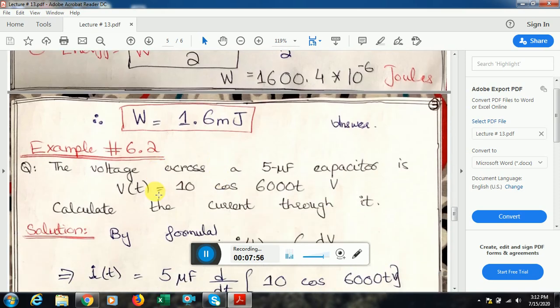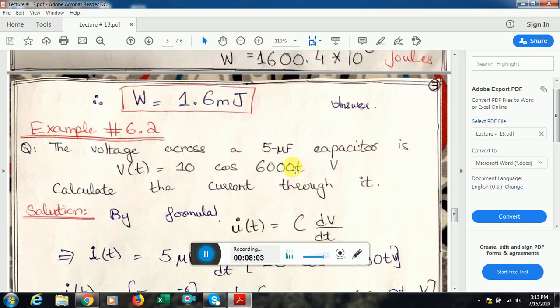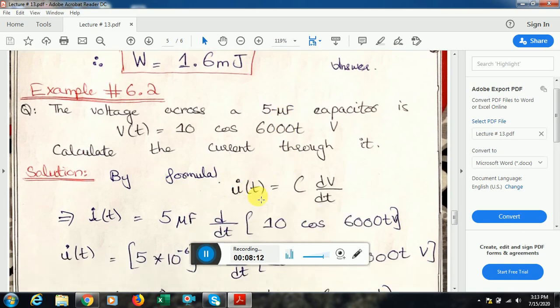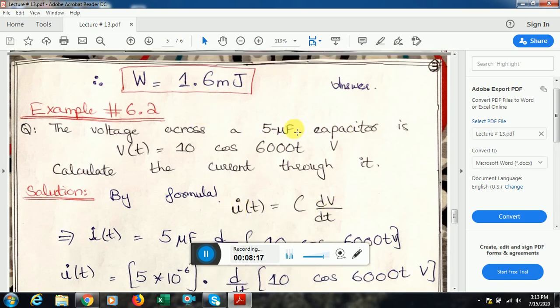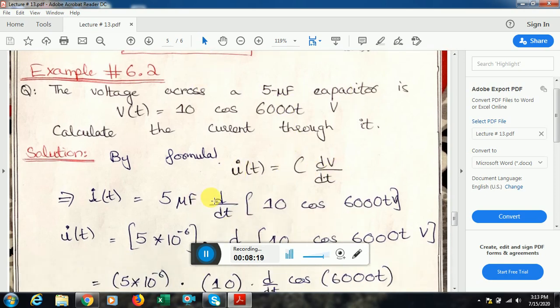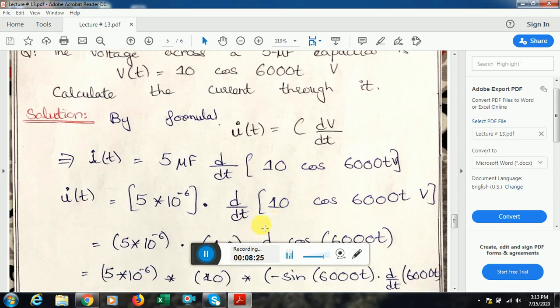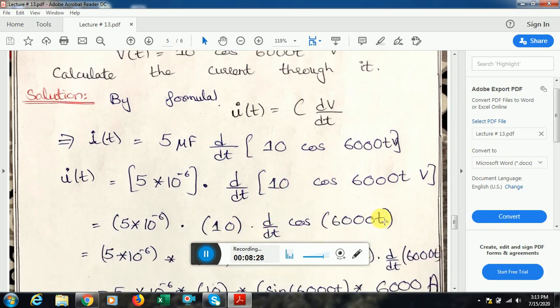Moving on to example number 6.2, we have to find the current across a capacitor, and the voltage is given, which is a trigonometric function, and the capacitor value is 5 microfarad. So by formula, you know that i(t) = C dV/dt. C is a constant value, 5 microfarad. The derivative won't apply on it, and the derivative will apply on this voltage. So 10 is a constant. It will come out of the derivative, cos 6000t.